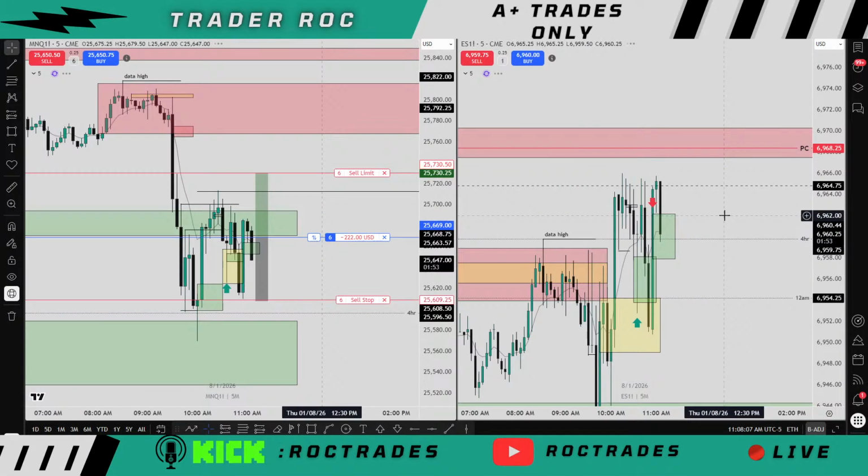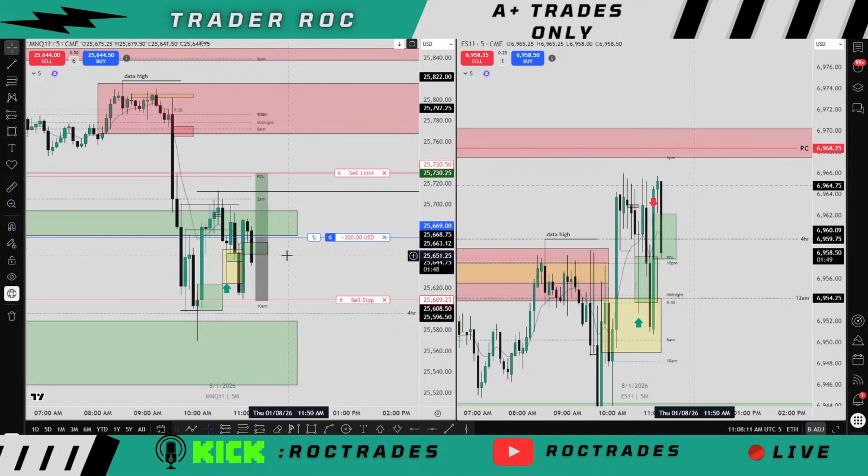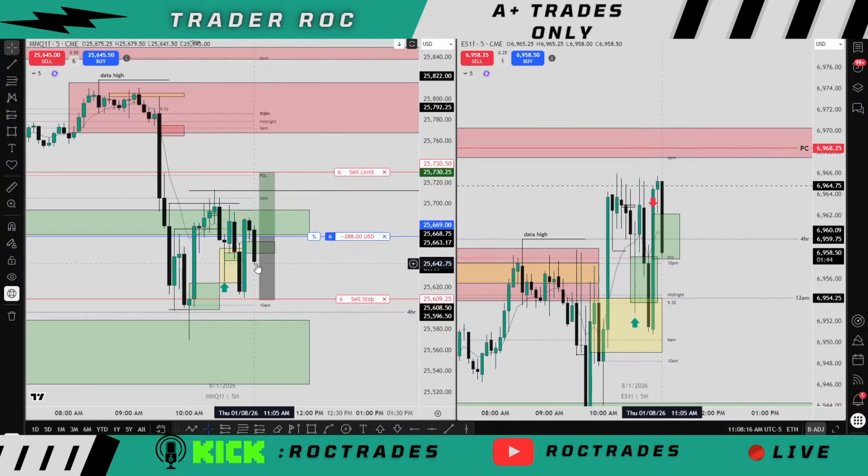See the 5-minute. 5-minute losing that EMA now. I want to see price start being afraid. You know what I mean? I don't want to see price get too comfortable underneath this EMA.